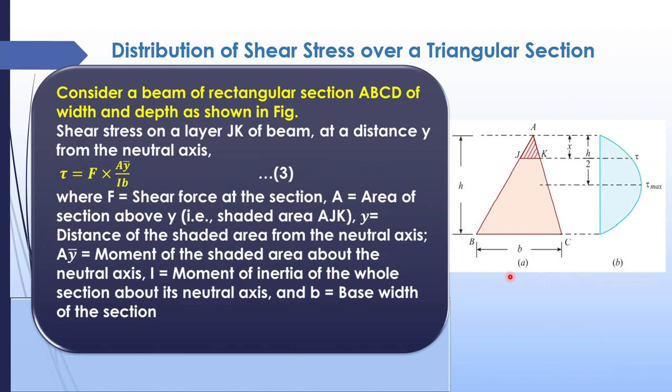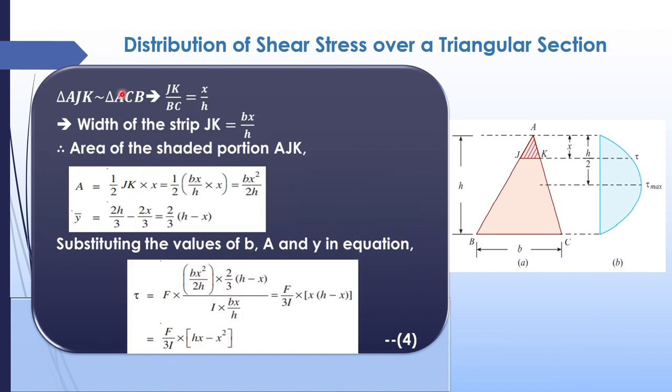Got it? Now similarly we are finding it for a triangular beam. The general equation is tau is equal to F into A y bar divided by I b. Since it is a triangle, it is not a uniform figure, right? So you have to find the base of the triangle and all. So what we are doing is we are taking the triangle, and we are taking a strip at the top portion. AJK is the strip we are taking.